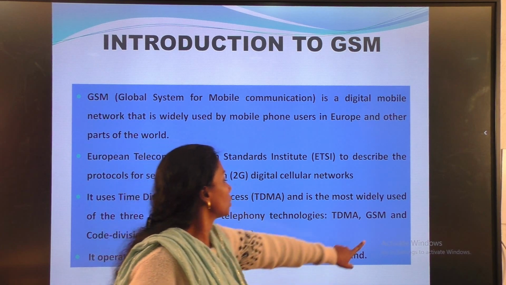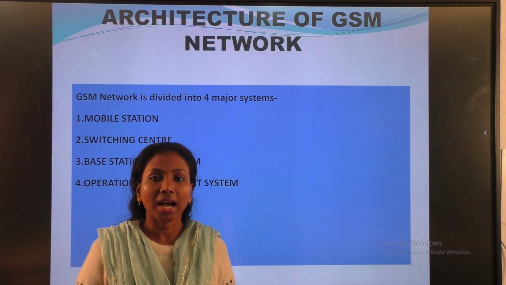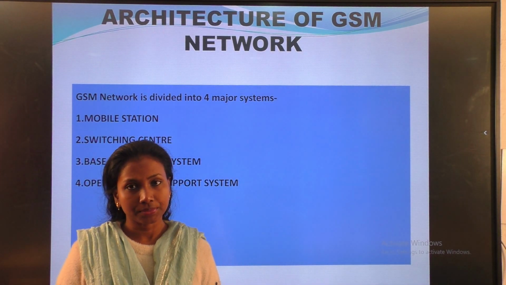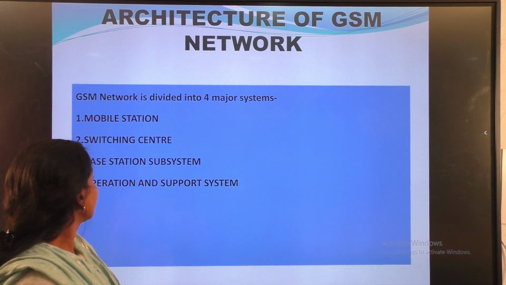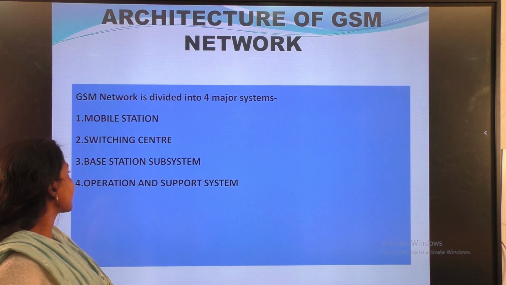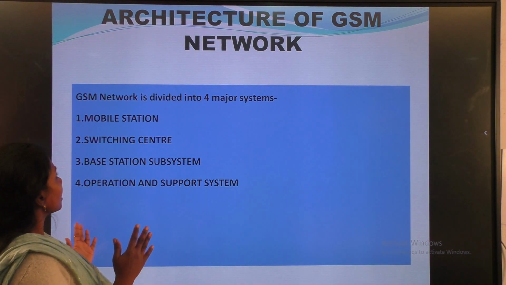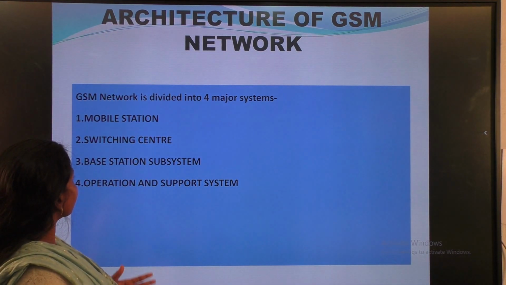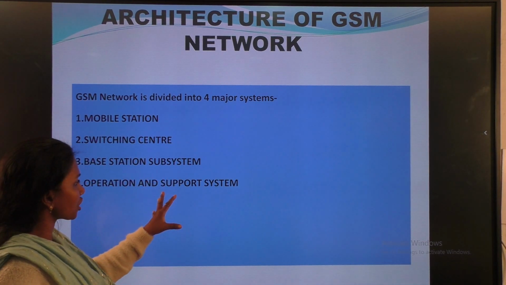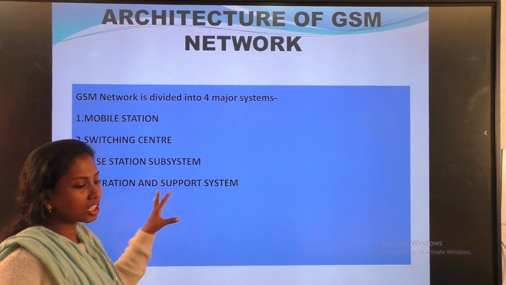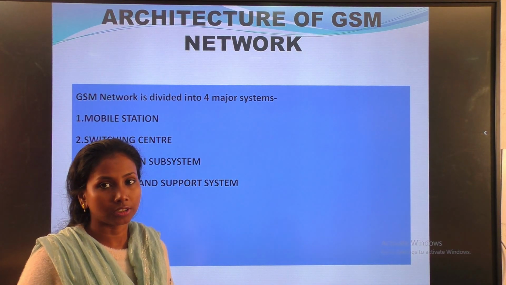Then come to the architecture of GSM network. The architecture of GSM network mainly consists of four major systems, that is your mobile station, switching center, base station subsystem, and operation and support system. Actually, you will see in the physical architecture, the mobile station, switching center, base station subsystem. And this operation and support system manages and controls all the operations which are done in your GSM network.